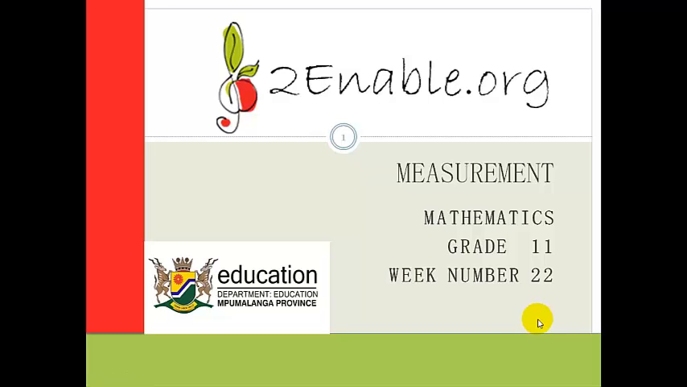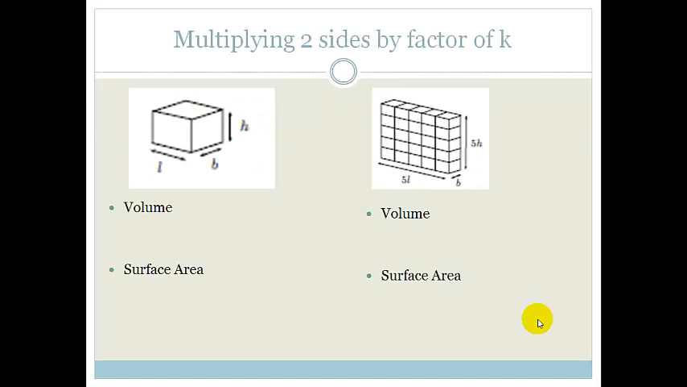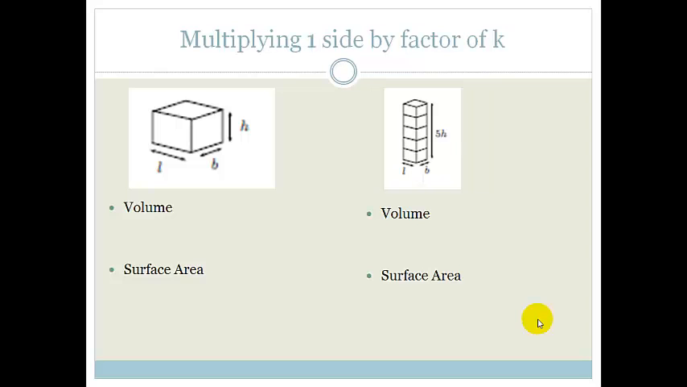In this lesson, we're going to again be revising something you learnt about in grade 10, and that is multiplying by a factor of k. What we're going to be doing is looking at what happens when we multiply either one side, two sides, or all three sides by a factor of k. So let's start off with multiplying one side of a prism by a factor of k.